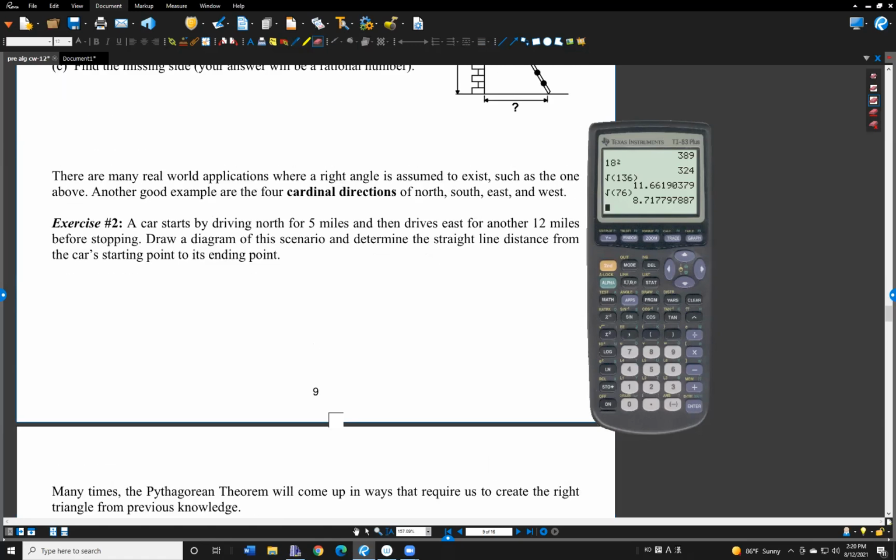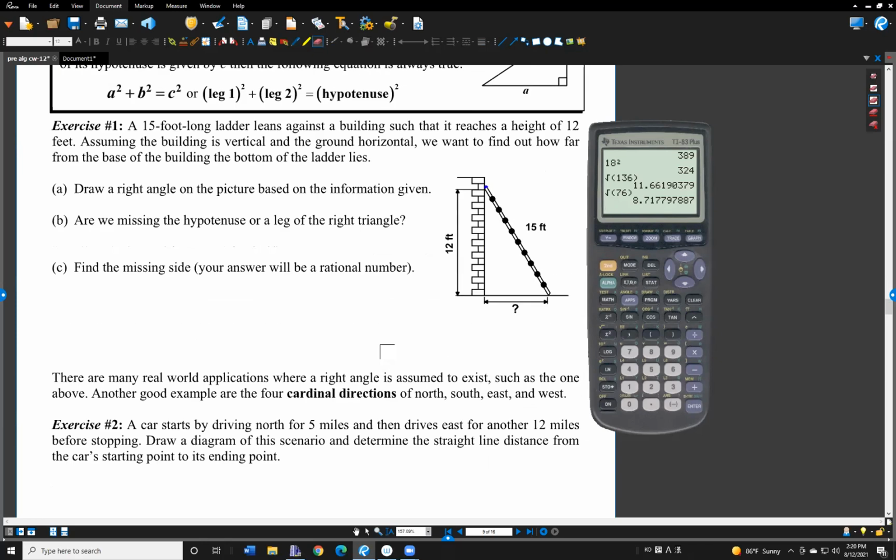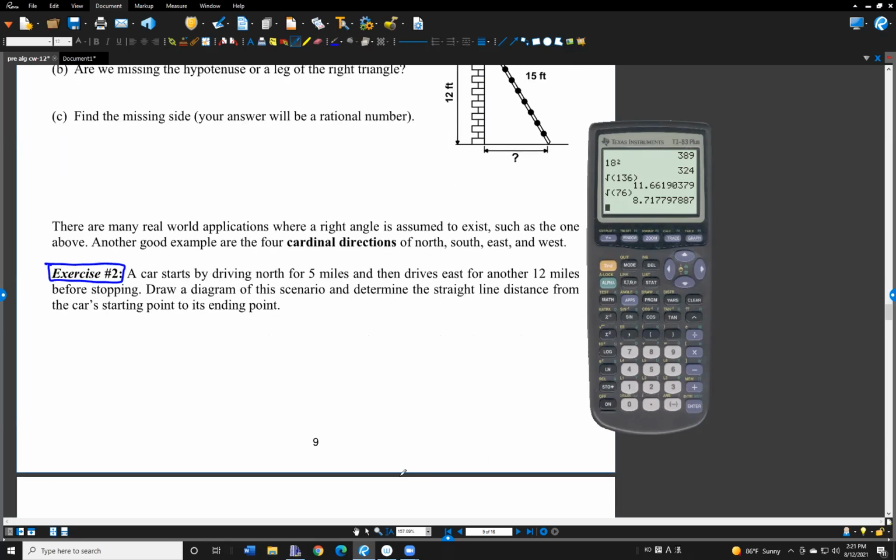Now we're going to try this one. How do we apply the Pythagorean theorem in real life? In real life, it looks like this. A car starts by driving north 5 miles. This is north, south, east, and west. Going north 5 miles, and then drives east 12 miles. The car is over here. Draw a diagram of this scenario and determine the straight line. This is the straight line over here.